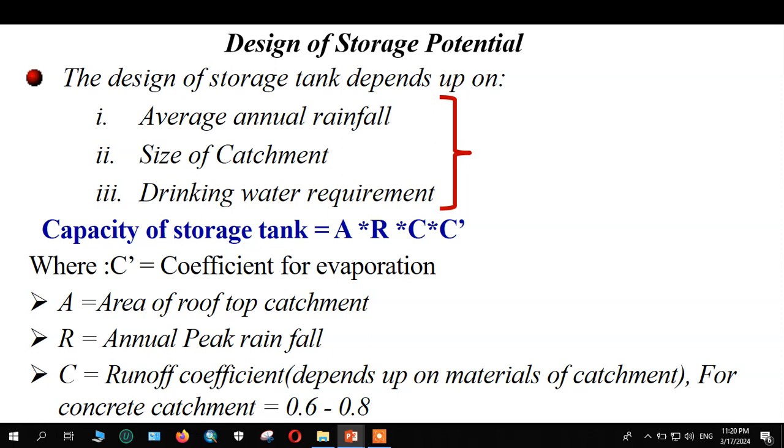The design of storage potential. The design of a storage tank depends on average annual rainfall, size of catchment, and drinking water requirements. So the capacity of storage is simply the area of rooftop times the runoff coefficient C times the coefficient for evaporation C prime times the annual rainfall. C prime is the coefficient for evaporation, and the runoff coefficient C depends on the material of the catchment. For a concrete catchment it ranges from 0.6 to 0.8.